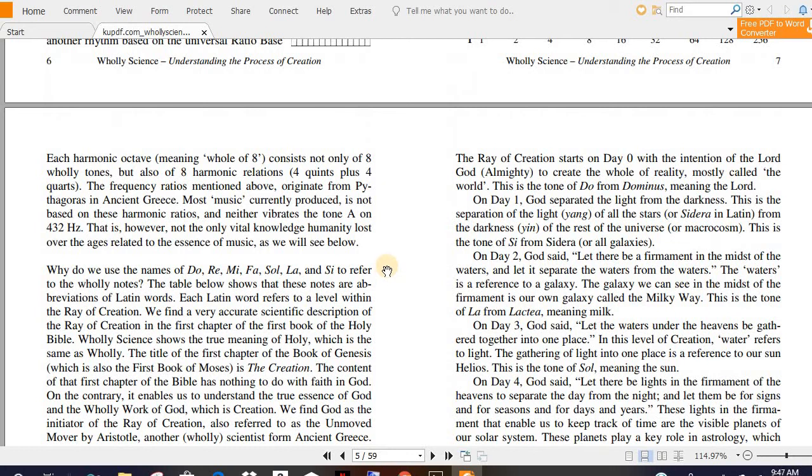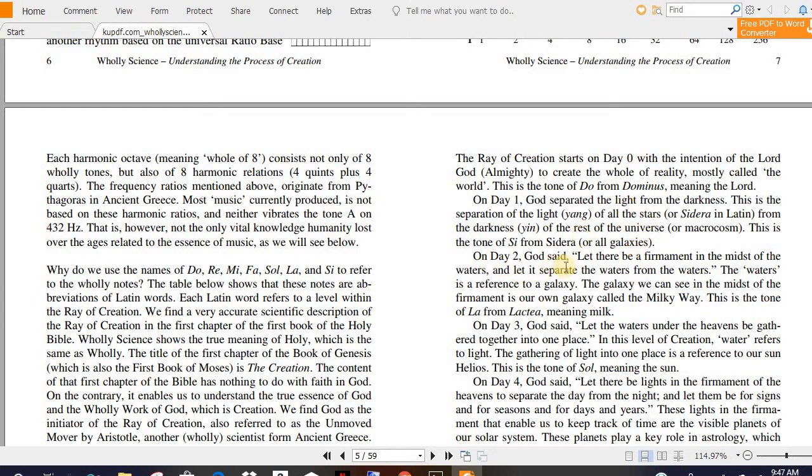The ray of creation starts on day 0 with initiation of the Lord God Almighty to create the whole of reality, mostly called the world. This is the tone of Do, Dominus, meaning the Lord. On day 1, God separated the light from the darkness, and this is the separation of the light, Yang, of all the stars, or Sidera in Latin, from the darkness, Yin, of the rest of the universe, or macrocosm. This is the tone of Si from Sidera, or all galaxies.